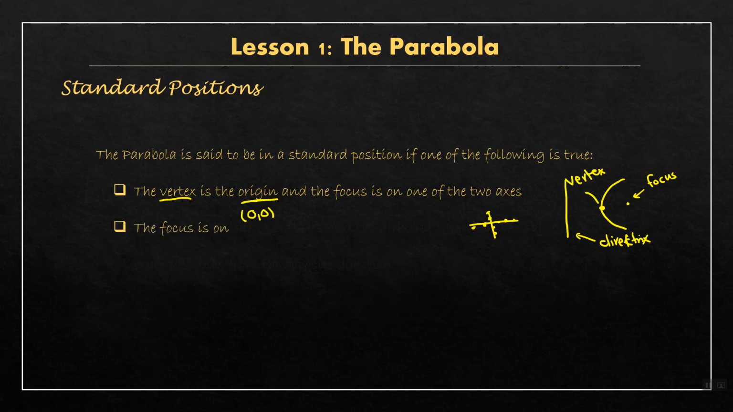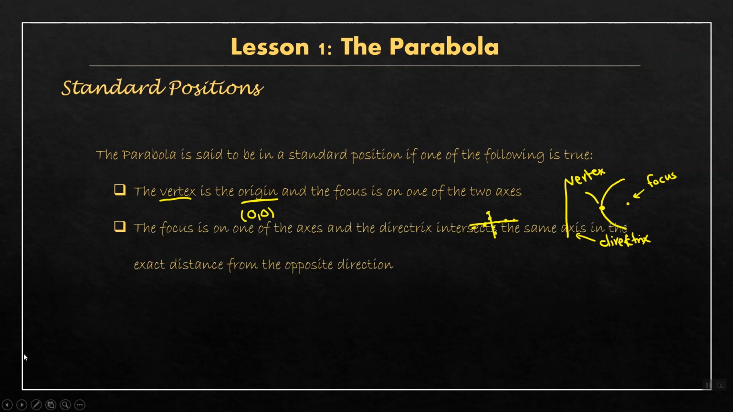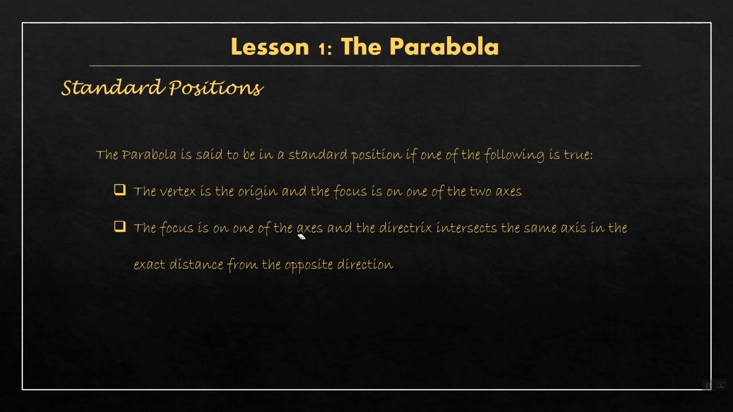The second case, let's erase what we did before. We say that it's a standard position if the focus is on one of the axes, but we don't know about the vertex. This time we know about the directrix. So we know where the focus is, that the focus is on one of the axes, and that the directrix intersects the same axis at the exact same distance in the opposite direction.